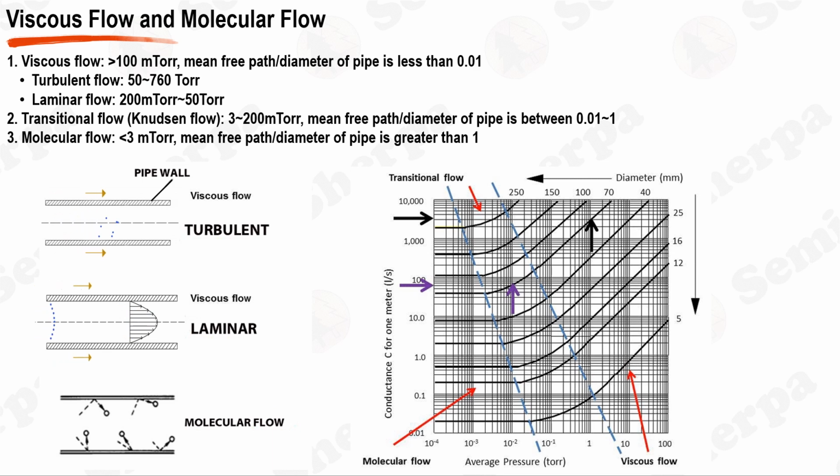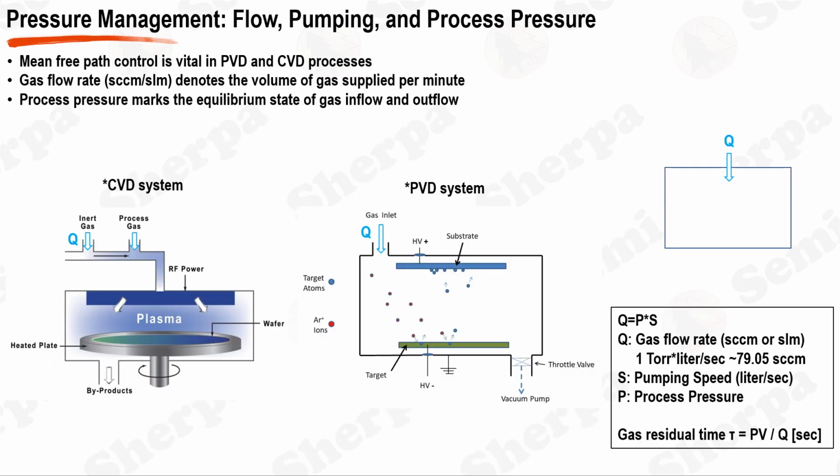semiconductor vacuum systems. In the realm of semiconductor manufacturing, thin film deposition processes like physical vapor deposition (PVD) and chemical vapor deposition (CVD) hinge on the critical control of pressure to manage the mean free path. These vacuum systems are regulated by providing a consistent flow of gas, known as the gas flow rate or Q, or throughput, with units typically expressed in standard cubic centimeters per minute (SCCM) or standard liters per minute (SLM). This represents the volume of gas supplied to the vacuum chamber every minute.